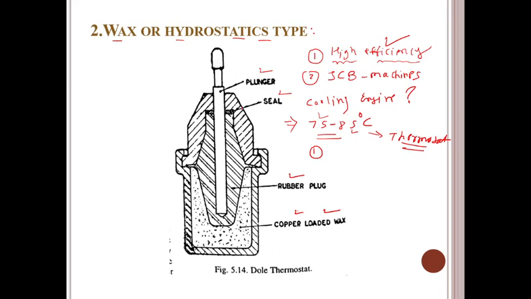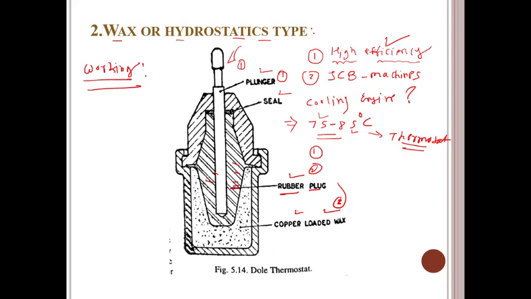The major components of the wax type thermostat are the plunger, the rubber plug, the copper loaded wax, and the seal. How does it work? As shown in the figure, the valve of the thermostat is connected to the plunger, and the plunger rests in the rubber plug. This plunger is situated inside the rubber plug.